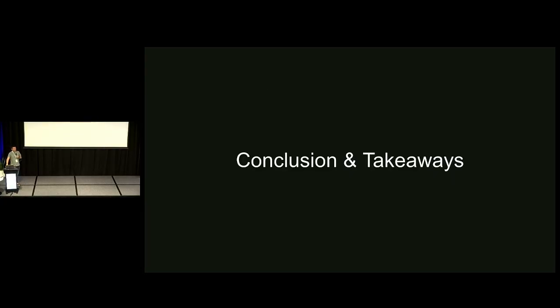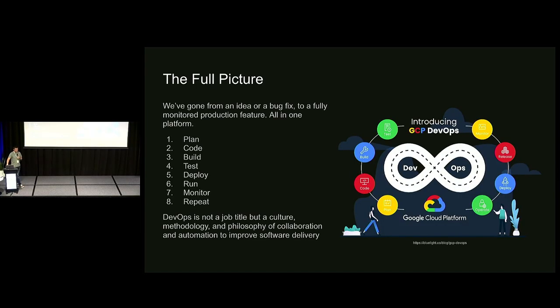All right, some conclusions and takeaways. We've gone from an idea or a bug fix to a fully released and monitored production feature in one platform. So we've planned for it, we've written the code, we've built it and tested it, we've then deployed it, we're running it, we're monitoring it with our logging and alerting and all those sorts of things. And we can repeat, we can go on to the next thing.